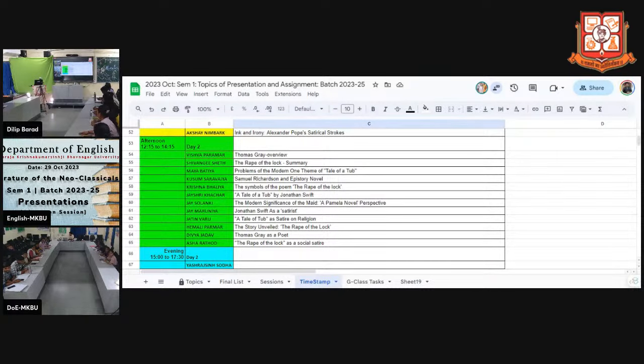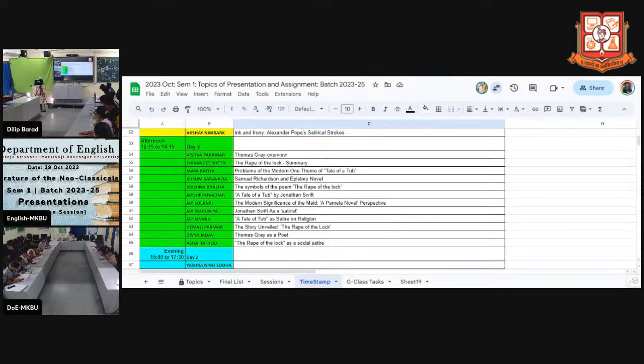Shivangi will read on The Rape of the Lock summary. Again, the title needs to be rectified. Capital L should be there in the Lock: The Rape of the Lock, capital L. I hope you are writing, so you will improve when you put the timestamp. At that time, don't forget to improve the title.